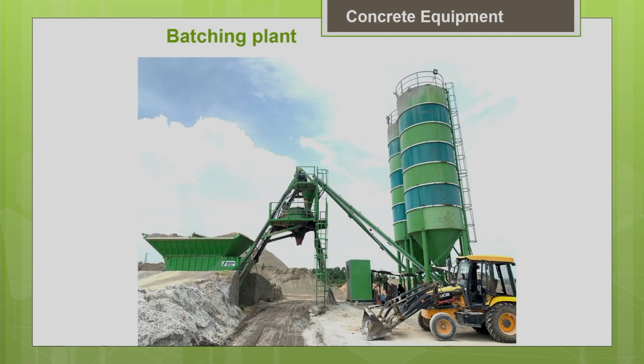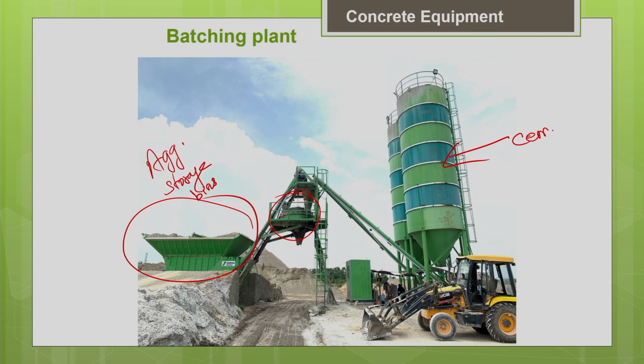So, this is a real picture of the batching plant. You can see the aggregate storage bins. You have the belt conveyors to transfer, you have the mixer machine, and you have the cement silos. The material is conveyed with the belt conveyors to the mixer machine where the mixing is done.